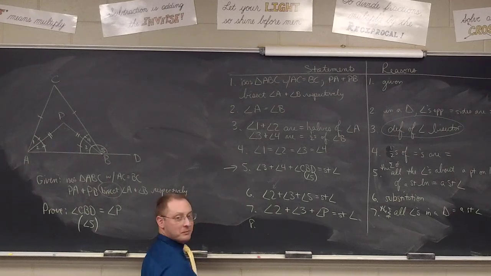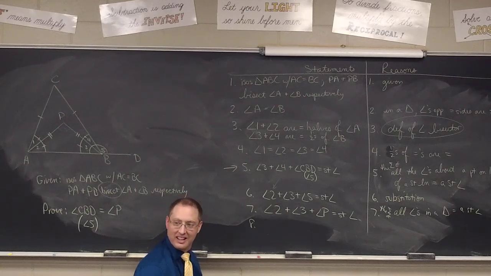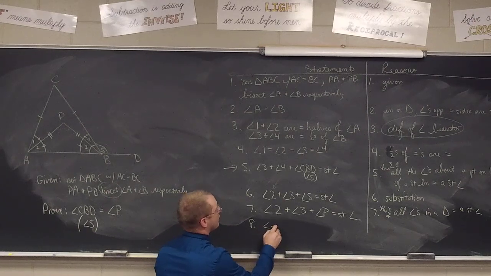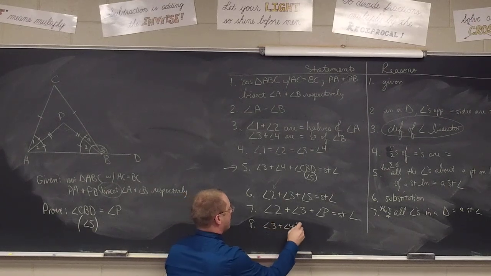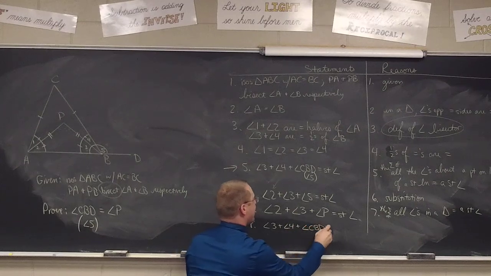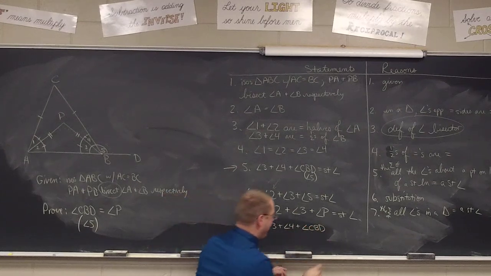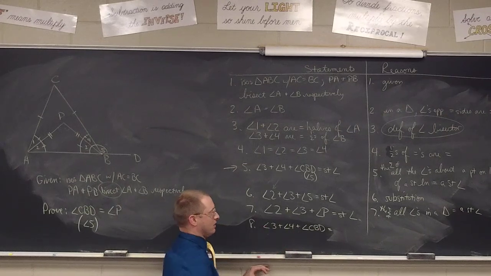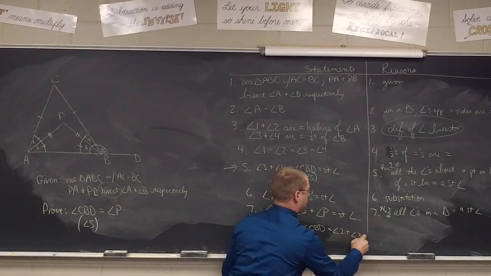Okay. Mine's going a whole different direction. Brandon? Well, first we have to say angle 3 plus angle 4 plus angle CBD equals angle 2 plus angle 3 plus angle. All right, he's not an angle 5 guy, so he doesn't fall in line with the 5 thing. He said, say that angle 3 plus angle 4 plus angle CBD equals angle 2 plus angle 3 plus angle.